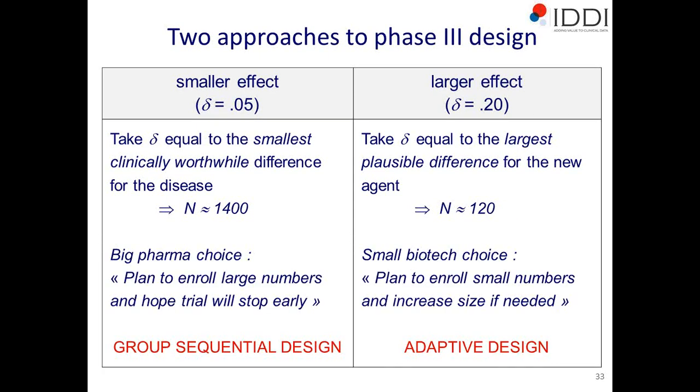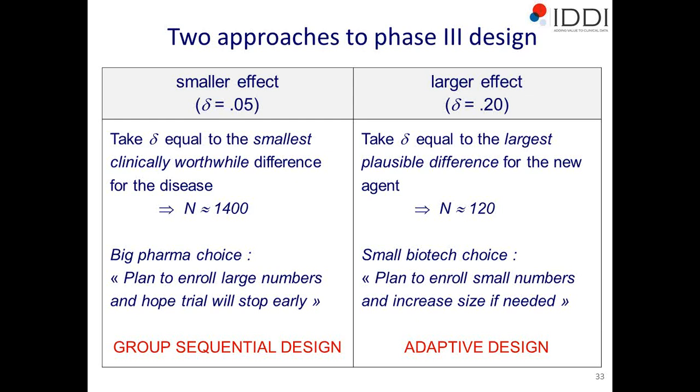And perhaps it's fair to say that big pharma tends to take the view that small differences are worthwhile and a drug might well work and be useful on the market, even if its effect is rather small. And that's why they tend to do large phase 3 trials, simply because they hope that the drug might be more effective than the smallest effect that's clinically worthwhile, but they plan the trial for the worst case scenario. So they would plan a trial for 1,400 patients and hope that an interim analysis might stop earlier if the drug has more efficacy than expected.